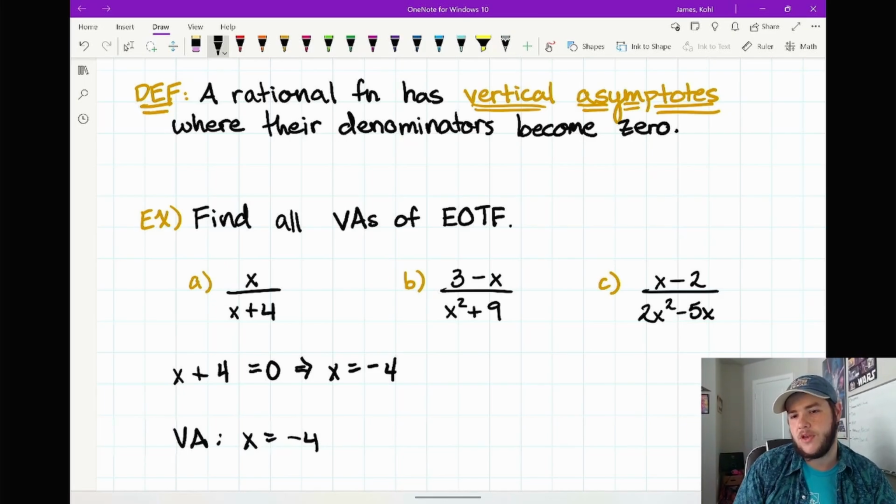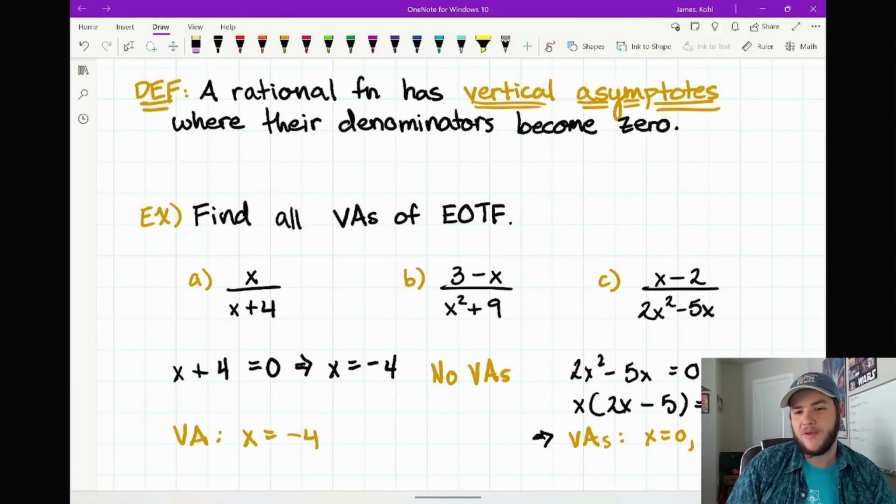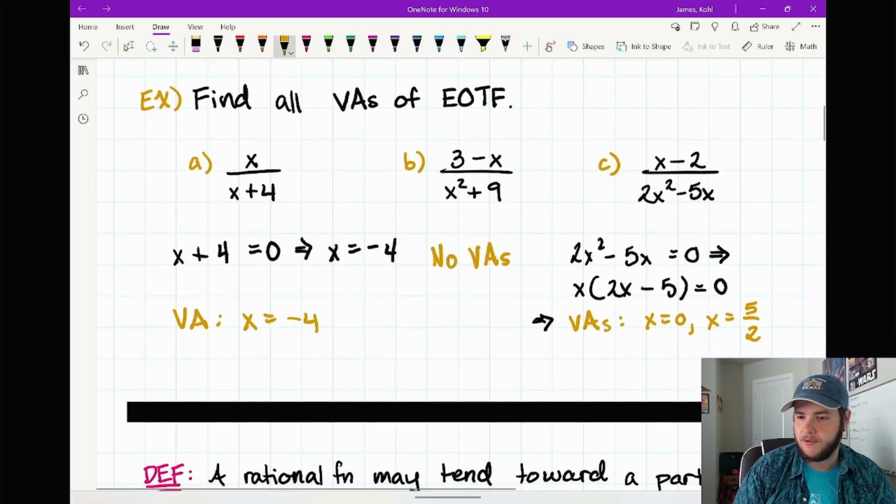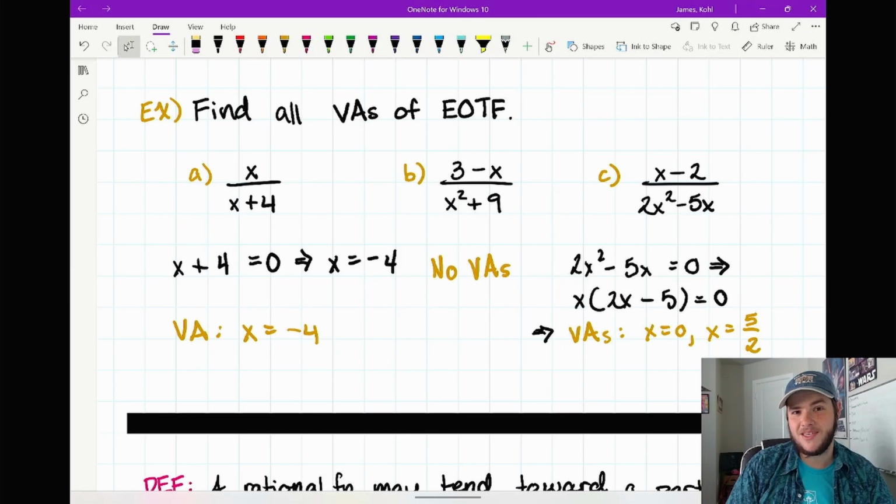Go ahead and pause the video here to see if you can try parts B and C on your own. For part B, I found that there are no vertical asymptotes because, again, this denominator will never be 0. However, in part C, I actually have 2, because you'll notice my denominator is degree 2, and when I set that equal to 0, the fundamental theorem of algebra tells me I should be expecting 2 roots. Right, so 0 and 5 halves are both vertical asymptotes.